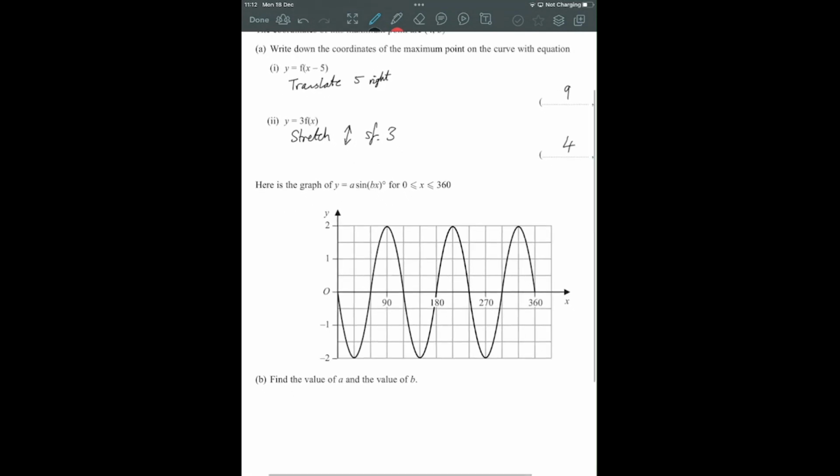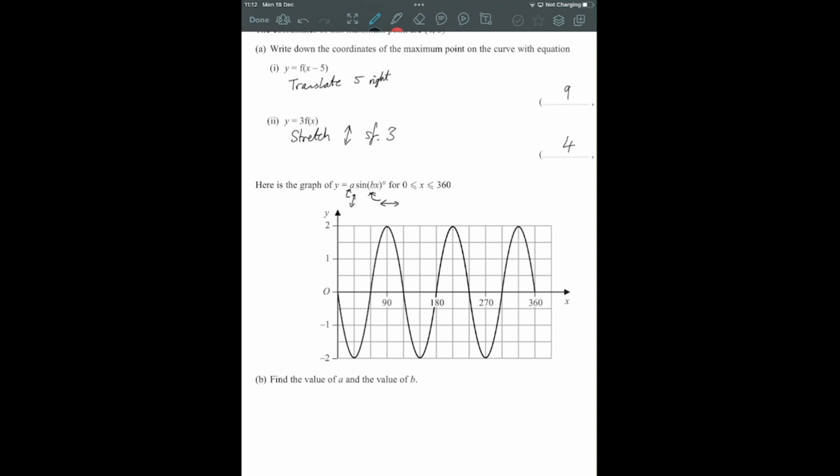We now have a graph of a sine curve. Two different things have happened to this sine curve. We've got the a and the b, both of which are stretches. The a is outside, so that's your vertical stretch. The b is on the inside, so it's going to be a horizontal squish, being backwards.